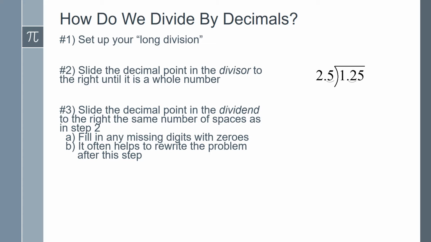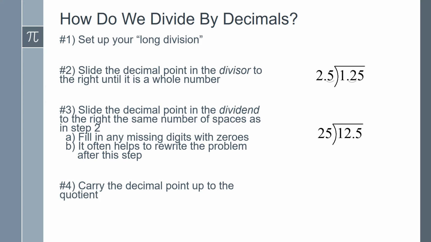Two tips. First is to fill in any missing digits with zeros, which we don't need to do in this case. And the next one is that it often helps to rewrite the problem after this step, so you'll see that I've done that below. Now we're looking at 12.5 divided by 25. Next, we carry the decimal point up to the quotient, as you'll see on the right, and then we're ready to divide as usual.